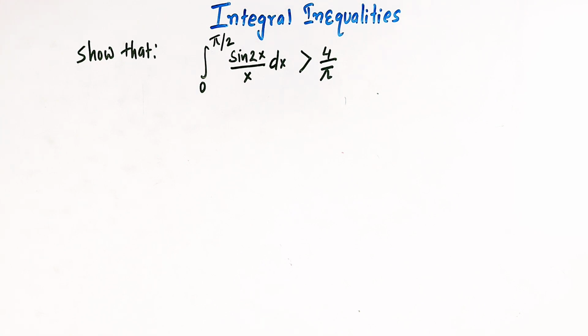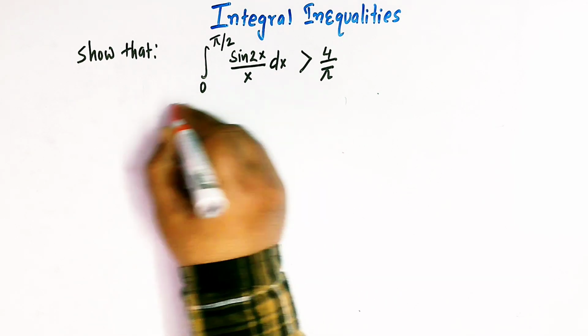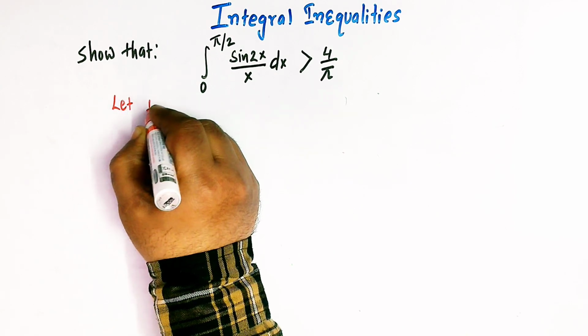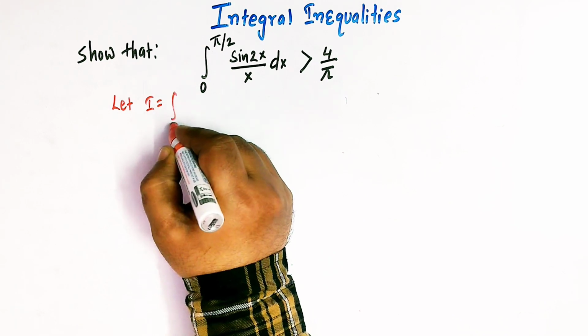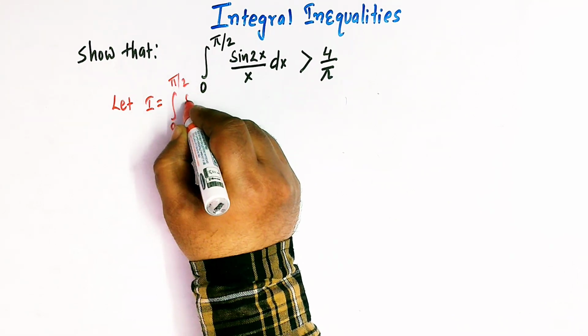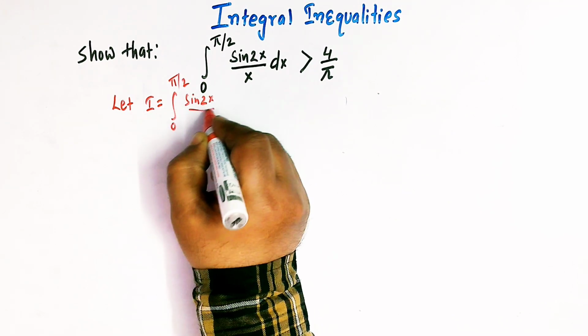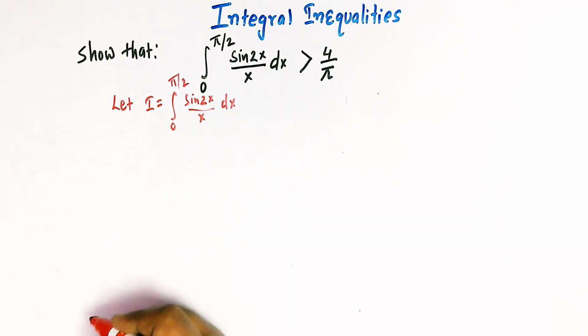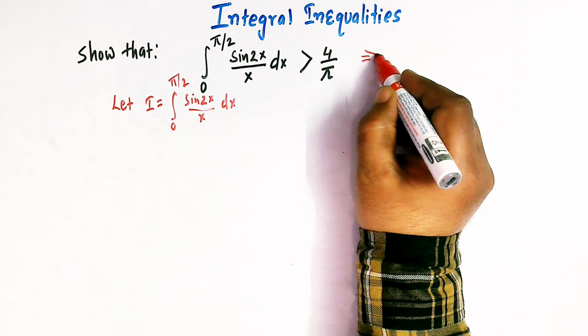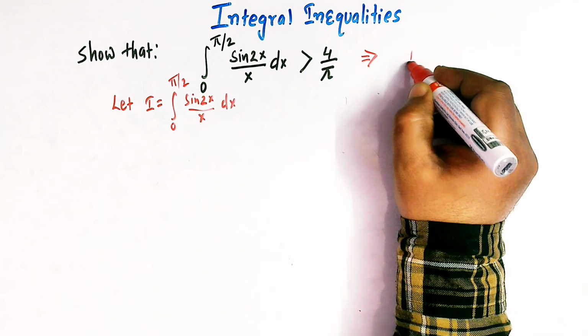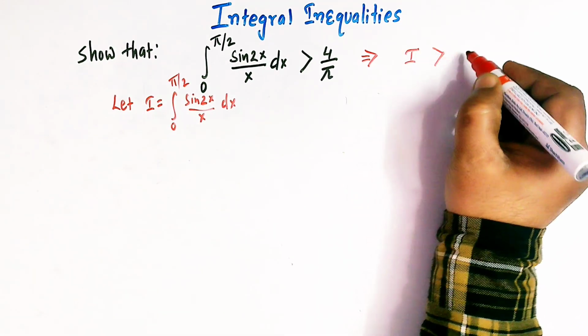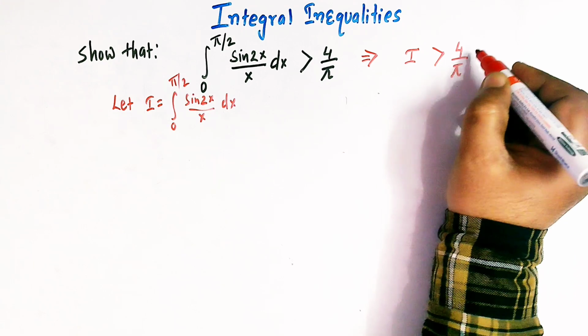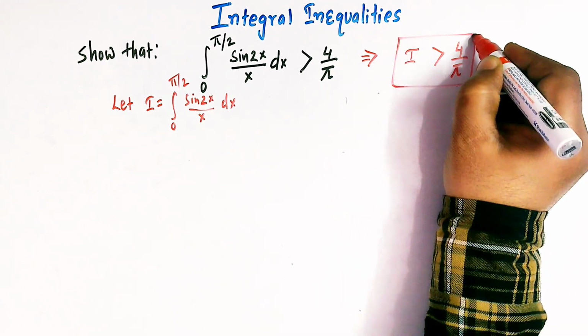So let us start and let us first take this integral as I. So we'll take I as the integral from 0 to pi by 2 of sine 2x over x dx, right? So it means we have to show that the integral I is greater than 4 over pi, right?